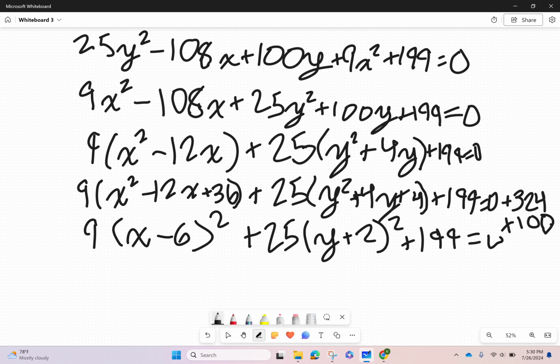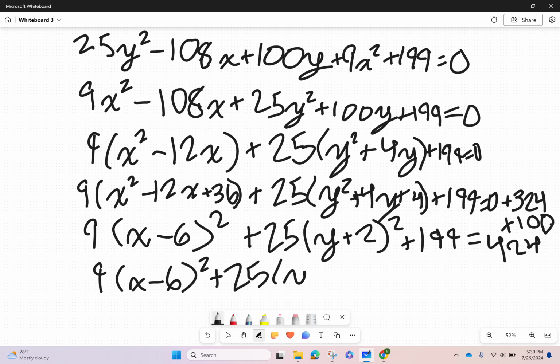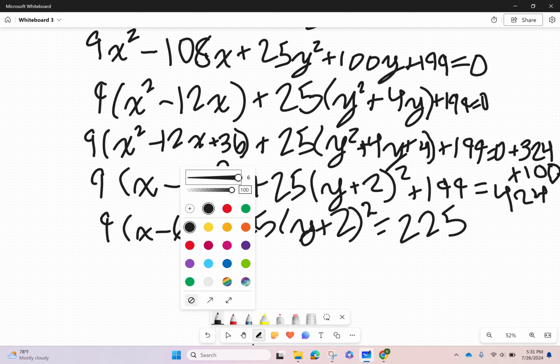And then now let's add up what we have over here. 324 plus 100 is 424. And we have a number over here. We've had this constant here the whole time. Let's just move this over now. So let's rewrite the whole thing. 9 times x minus 6 squared plus 25 times y plus 2 squared is equal to 424 minus 199. And that should give you 225. And so now we have an equation.